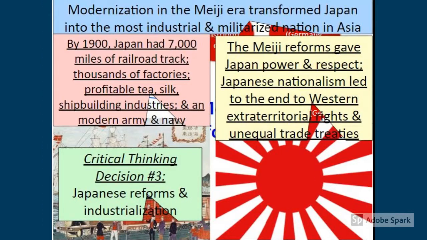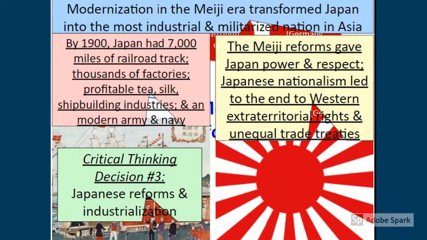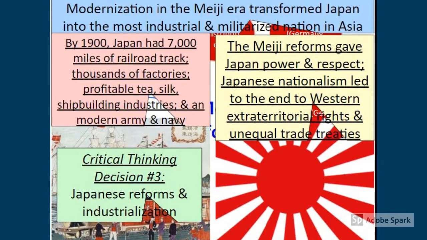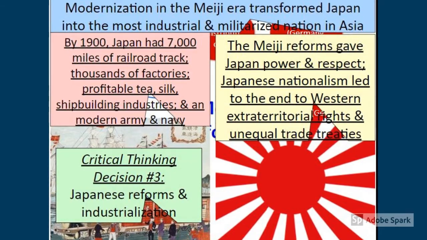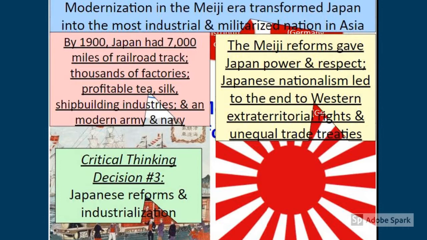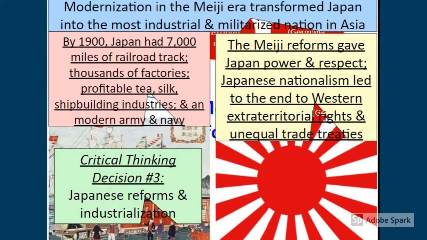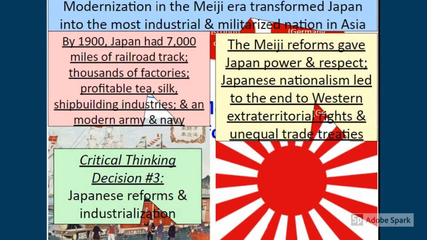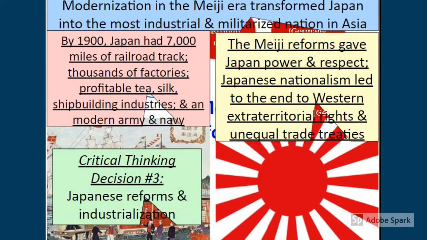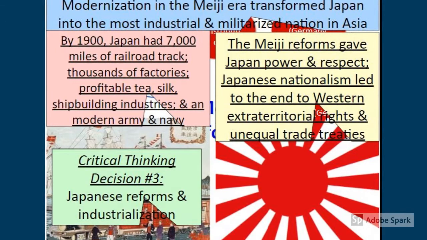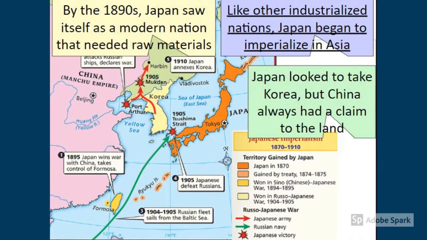The modernization that Japan does during the Meiji era will transform Japan into the most industrial and militarized nation in Asia. By 1900, just 40 years after they began industrializing, Japan had 7,000 miles of railroad track, thousands of factories that created profitable enterprises in tea and silk, and they also had built up a modern army and navy. They were finally able to get back their land from the invading Westerners and establish foreign relations on their terms.